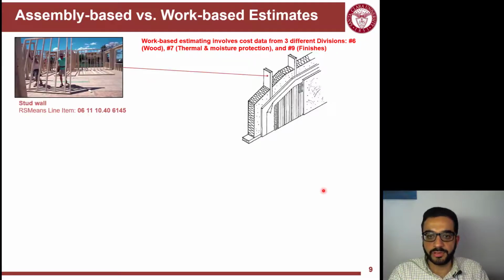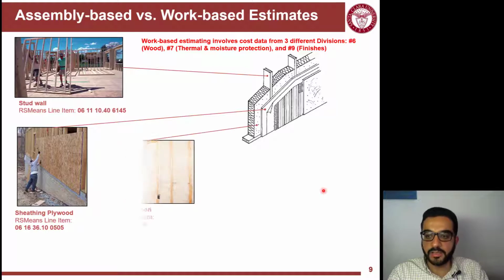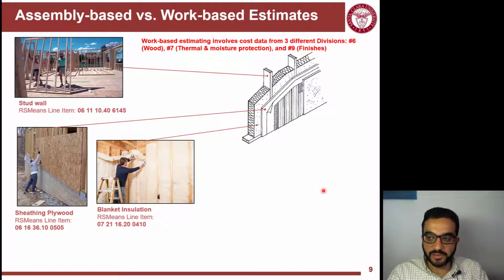So the first one here, you have to do the stud wall. So kind of walking through what type of work items involved in this assembly. So you will build the stud wall, and it's this line item in division 6, which is the wood section. And then you will do the sheathing plywood. So we'll put the panels outside the plywood, and it's in division 6 also. And then you will do the blanket insulation. So you will insulate the inside of the wall here, different type of insulation.